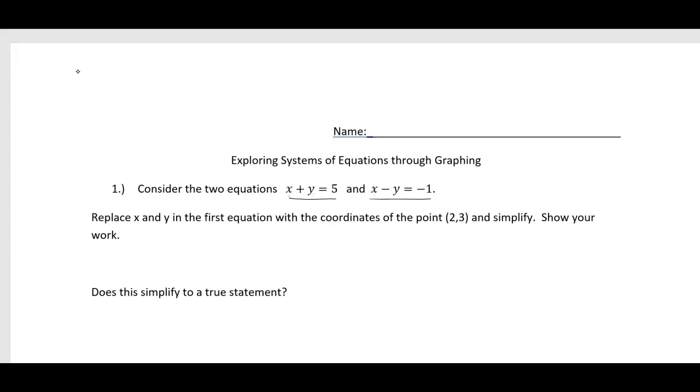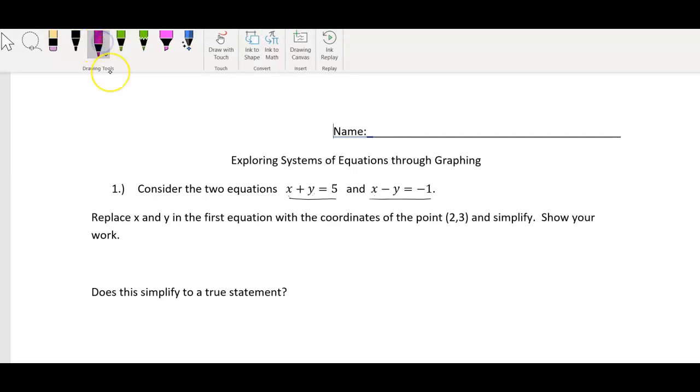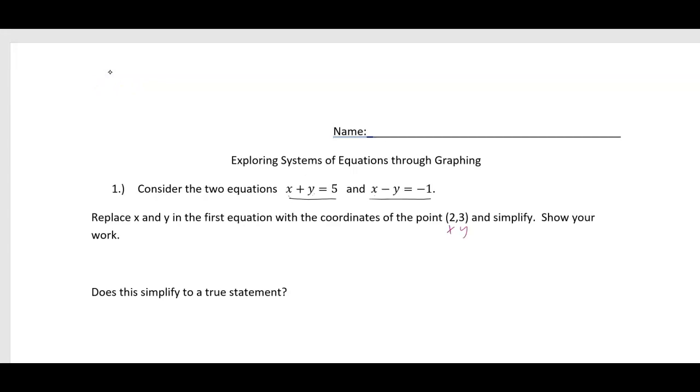To exemplify what I mean by that, I'm going to try putting in x is 2 and y is 3. Remember, whenever you're given a coordinate pair, the first one is x, the second one is y, unless you're told otherwise. So in the first equation, x is 2, y is 3. The question is, is this true? Does that equal 5? Yes, it does. And then in the second equation, x is 2, y is 3. Does this equal -1? Yes, it does.